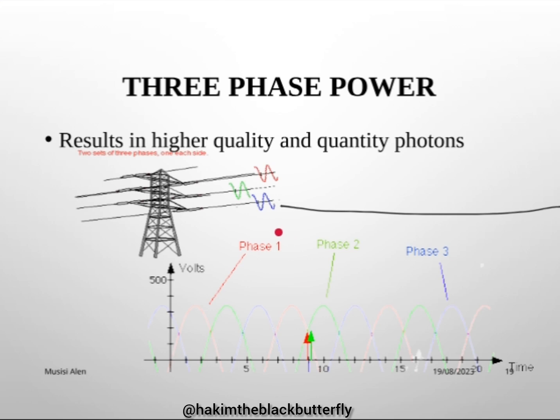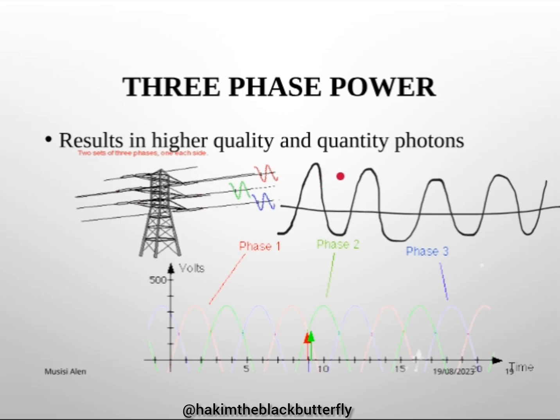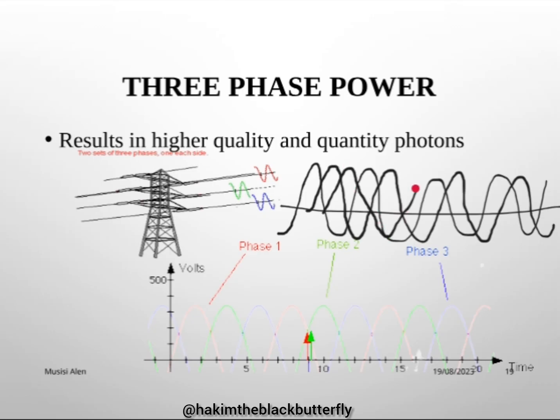Now, with this kind of power supply, for example, if this is the first voltage, the second voltage is out of step with the first one. What I mean is that they don't move together. And then the third voltage is also out of step with the first and the second.